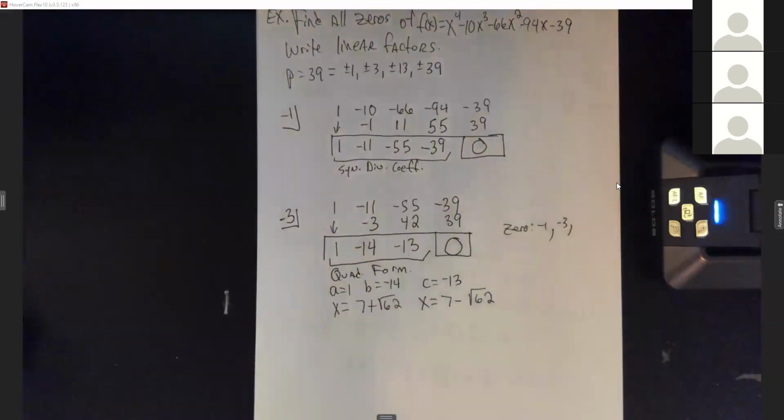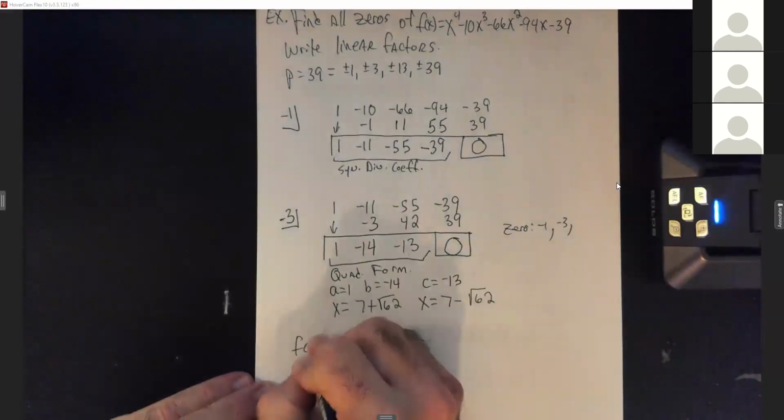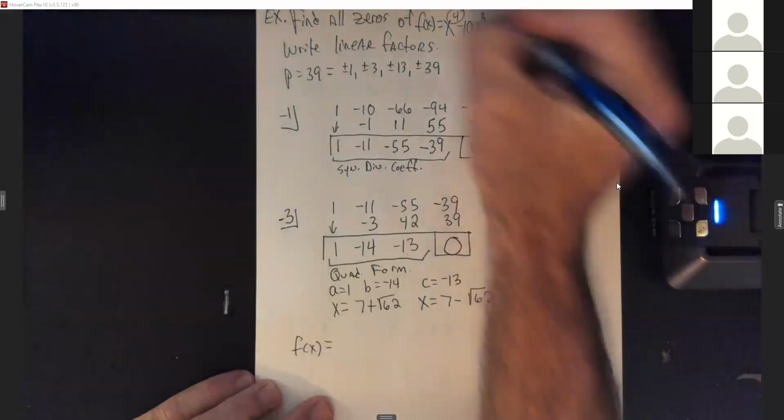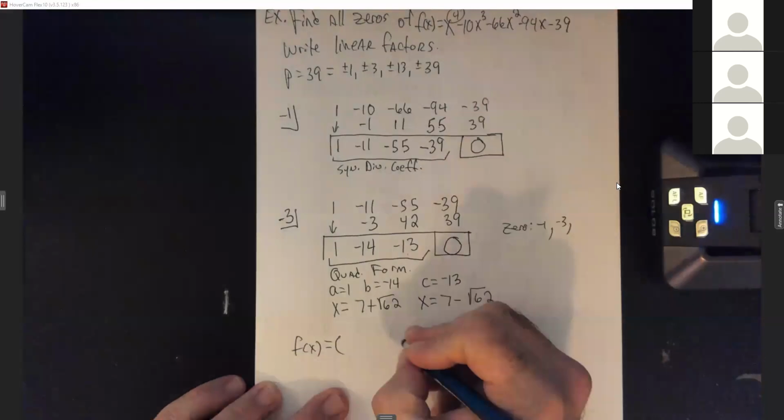All right, so at least this one didn't have fractions to worry about. So let's put our linear factors together. Since I got 1, 2, 3, 4 zeros, which is what that exponent told me, I need 4 sets of parentheses.